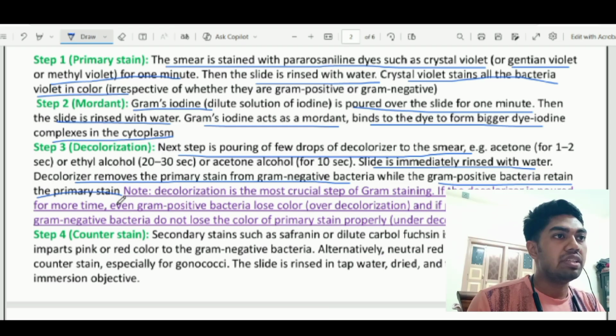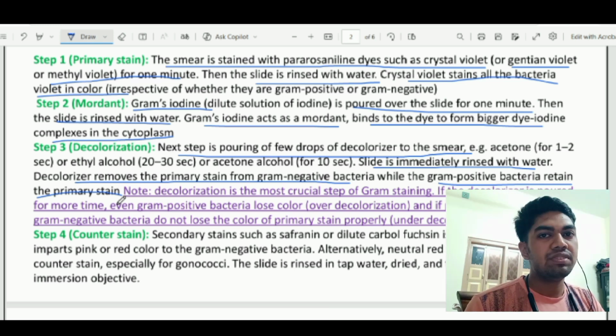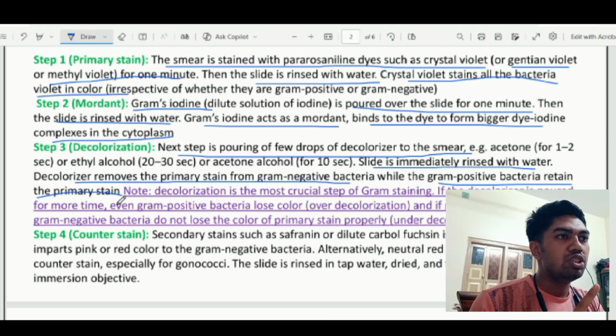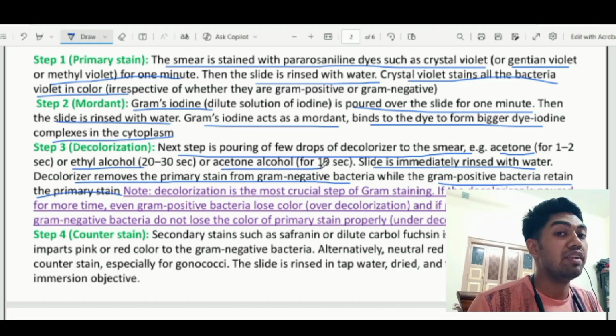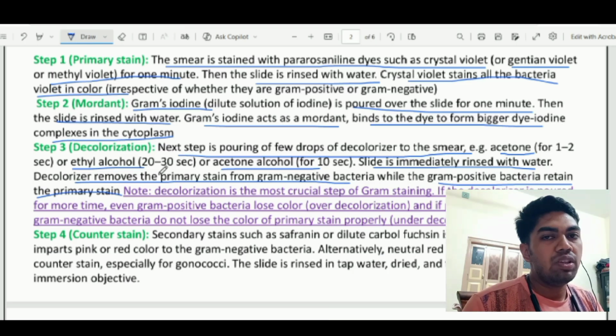It is very important that the smear should not be over-decolorized. It is very specific and you have to maintain the time very carefully. We can use acetone, ethyl alcohol, or acetone alcohol as the decolorizing agent, and the timing is different for different chemicals. If we are using acetone, it should be 1 to 2 seconds only. If we are using ethyl alcohol, then 20 to 30 seconds, and if we are using acetone alcohol, then it can be around 10 seconds.